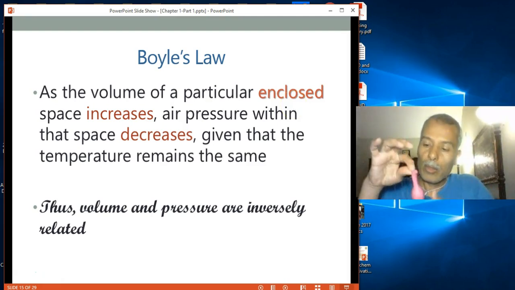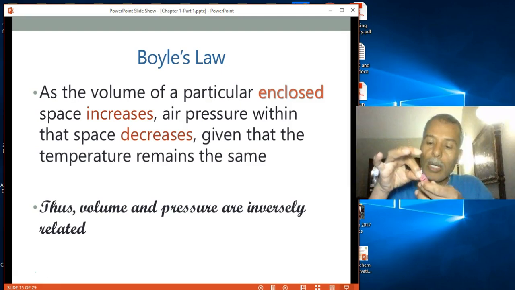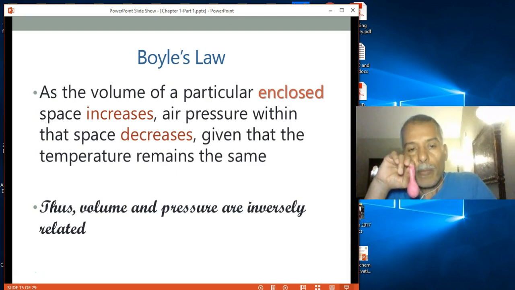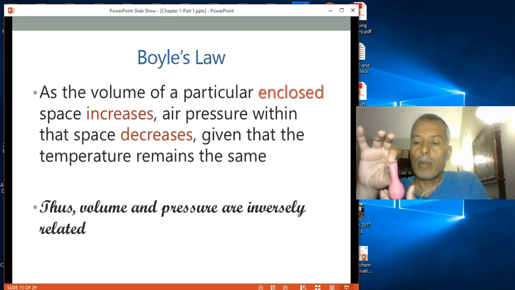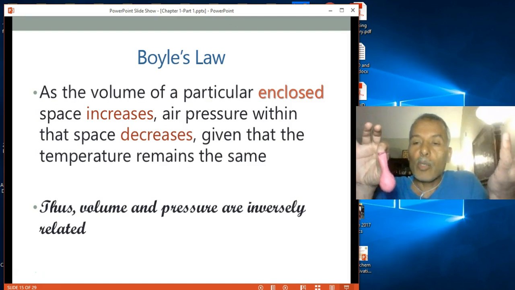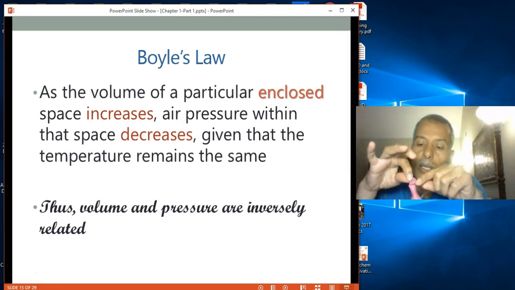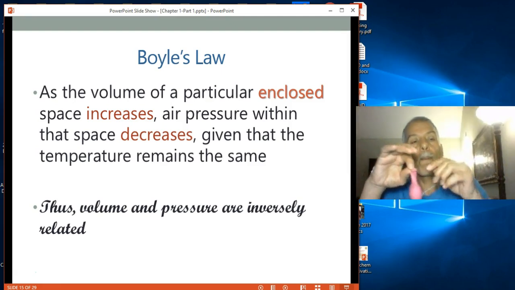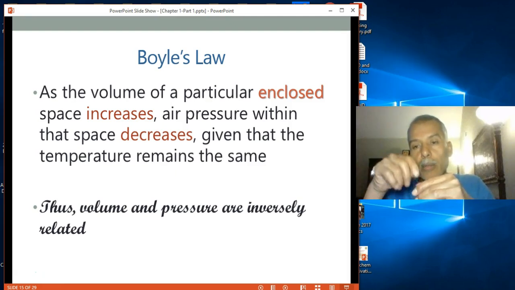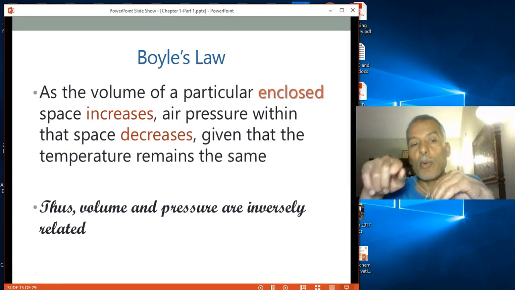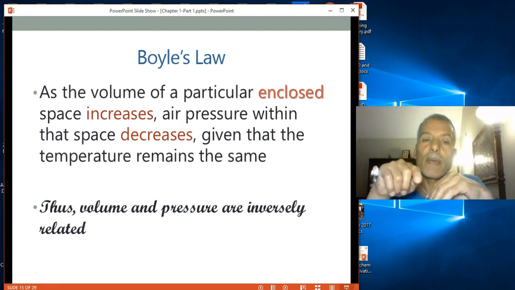This is a balloon. You notice the neck of the balloon is open. There's no obstruction. There is air inside of the balloon, at atmospheric pressure. There's no change. The pressure inside is equal to the pressure outside because the thing is open. So if I have air inside of it, and I force air in, as the volume of a particular enclosed space increases, air pressure in that space decreases.